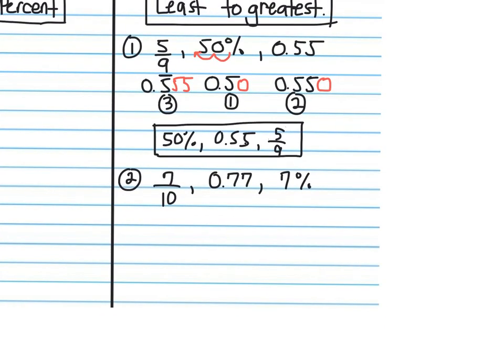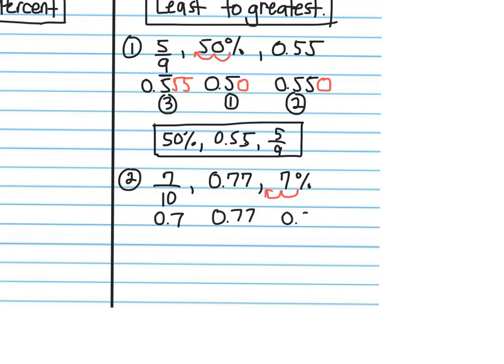Now let's try number 2. I'm going to also choose to change them all to decimals. So for number 2, 7/10 is just going to be 0.7. And then we have 0.77. And then for the last one, the percent, we're going to move the decimal point 2 times to the left to get its decimal form.